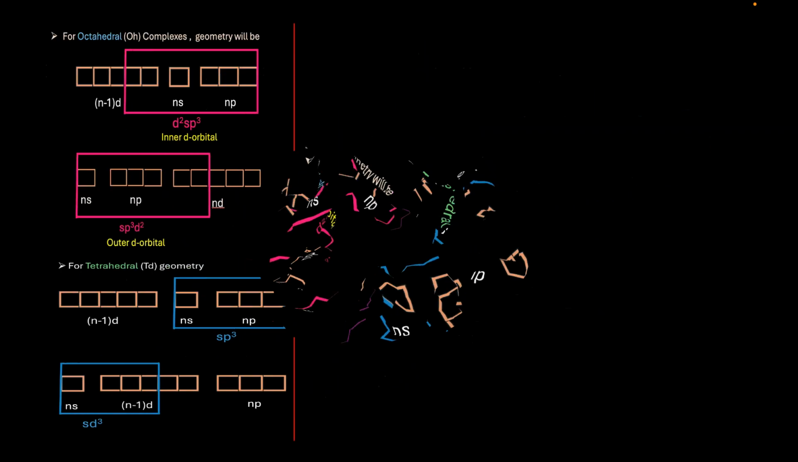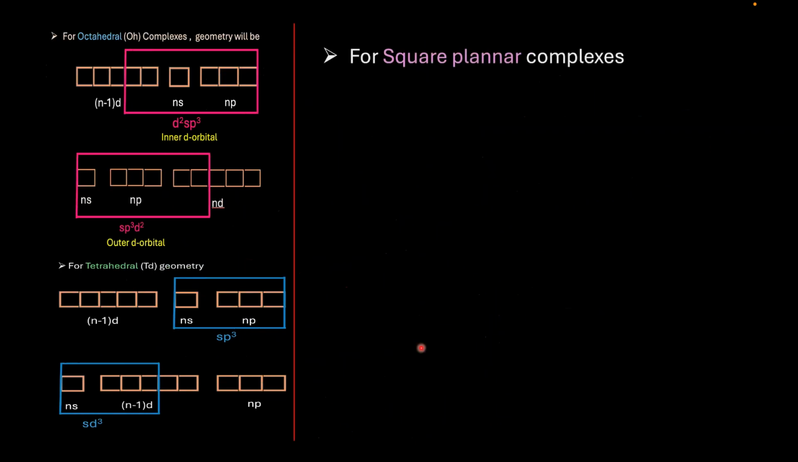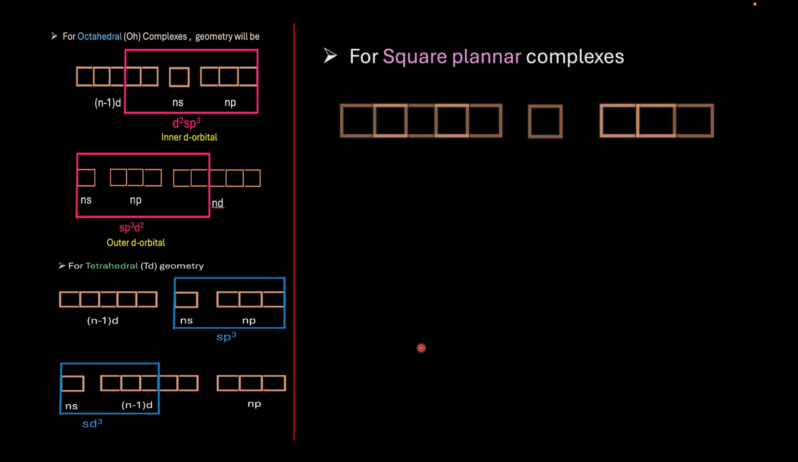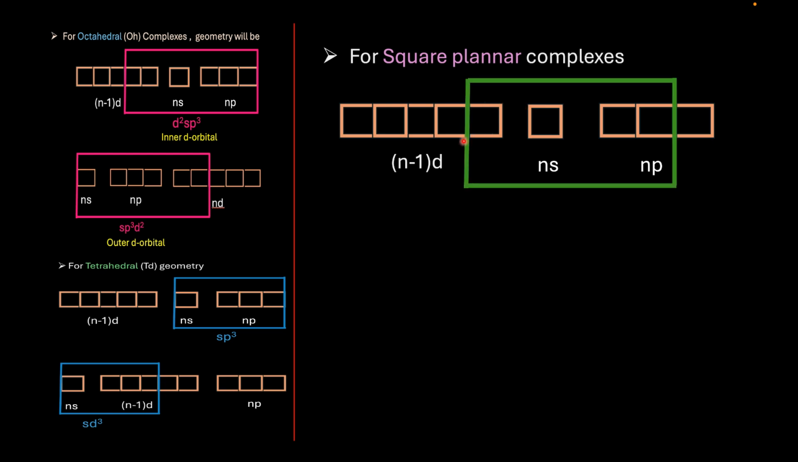So let's talk about the square planar complexes. For square planar complexes, it will also involve n-1d, ns, np orbitals, and 4 orbitals are involved. If the 4 orbitals are involved, like 1 from the n-1d, 1 from ns and 2 from p, it is known as dsp2. Okay.